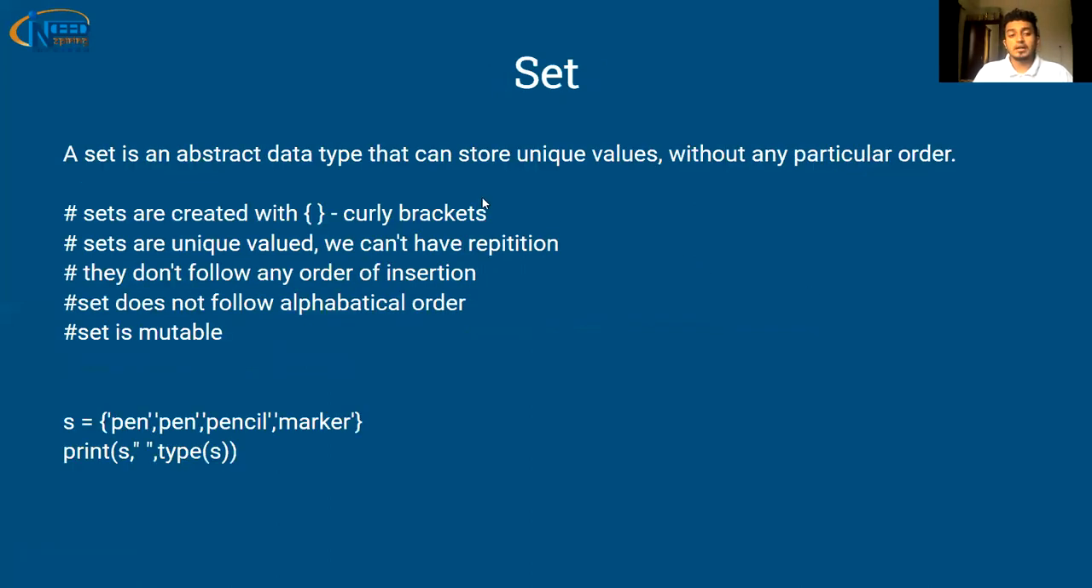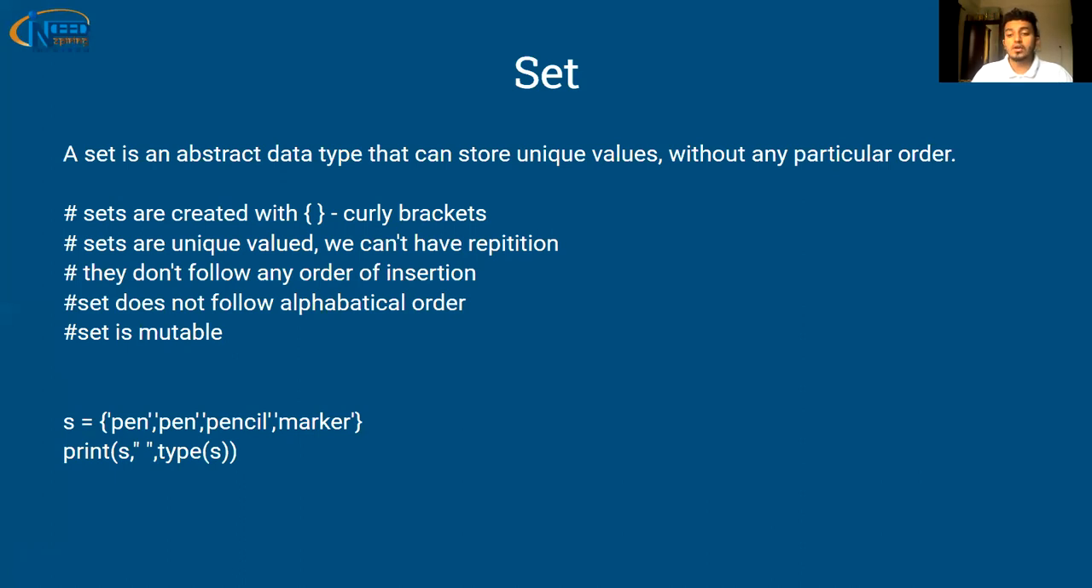Talking about set. A set is an abstract data type that can store unique values without any particular order. So set can store unique values and it doesn't follow a particular order. All right. For set, we use curly brackets. These are called curly brackets, as you can see on the screen. Sets are unique valued and can't have repetition.